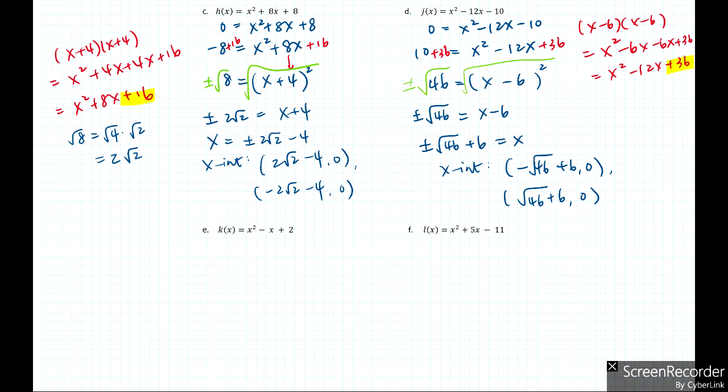Moving on to part E, we want to repeat the process by setting everything equal to 0. So x squared minus x plus 2 is equal to 0. And isolating the constant gives us negative 2 is equal to x squared minus x over here.